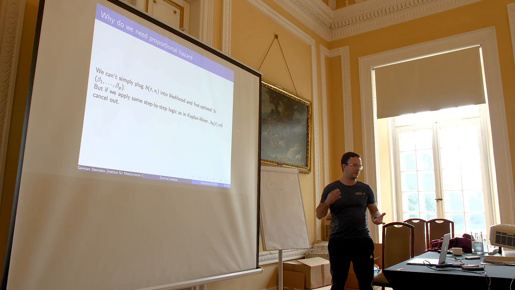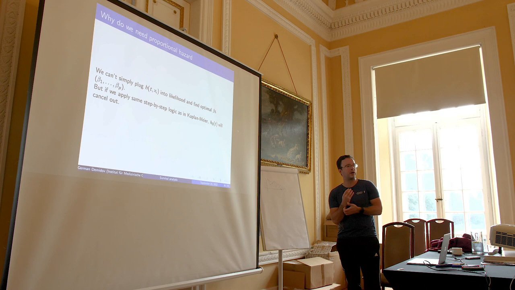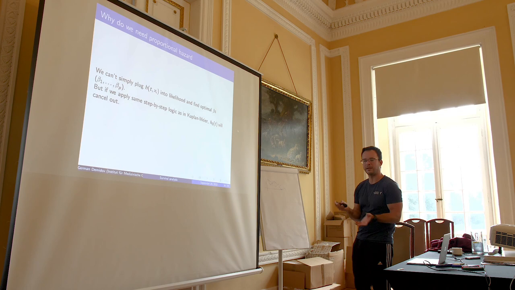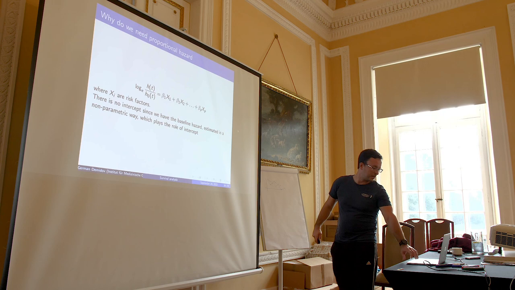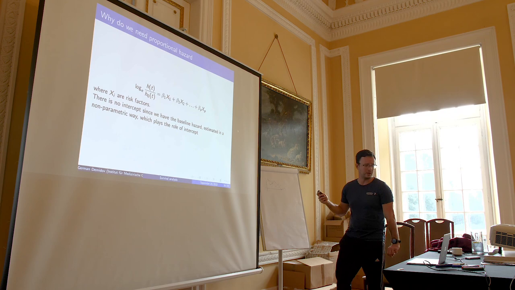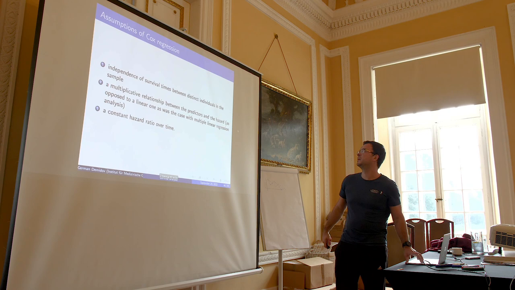The way we infer this regression form is really similar to Kaplan-Meier. This H0(t) is non-parametric, it can take any form, so in theory we cannot just switch to the maximum likelihood method because we cannot measure it, it's something unknown to us. But if we apply the same stepwise logic as in Kaplan-Meier, we can cancel this non-parametric term out. It's also important that there is no intercept in this Cox regression, because we have the baseline hazard and it replaces the baseline here.